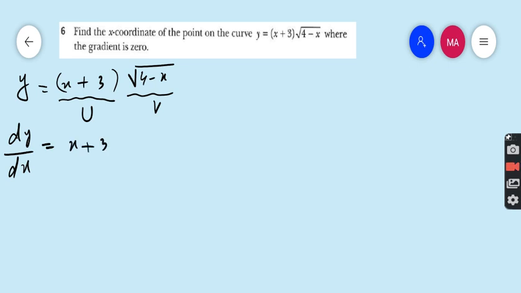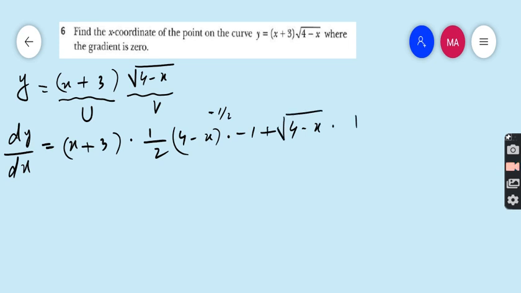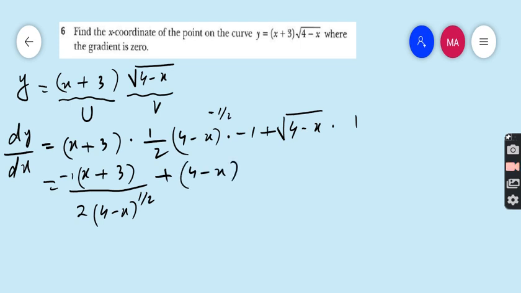U times derivative of v, 1 upon 2 minus 1 is minus 1 upon 2, dot the derivative of the function, minus 1, plus v times derivative of u, that is 1. So x plus 3 and multiply minus 1 divided by 2 into 4 minus x power 1 upon 2. 4 minus x must be 4 minus x and root means 1 upon 2.